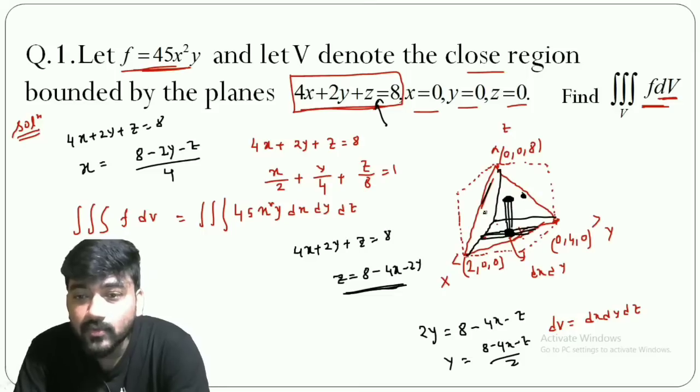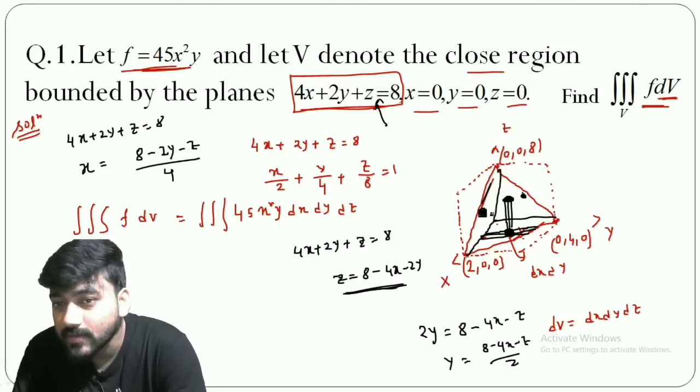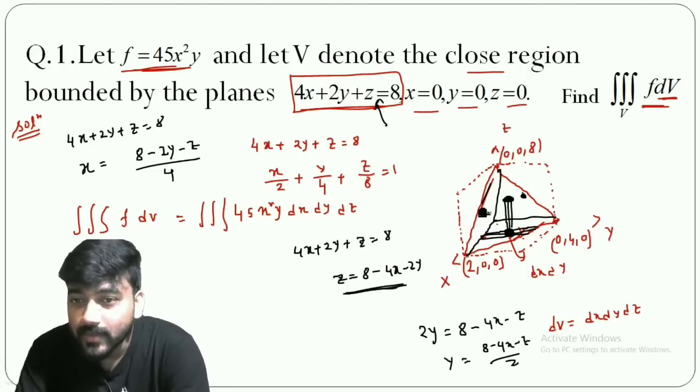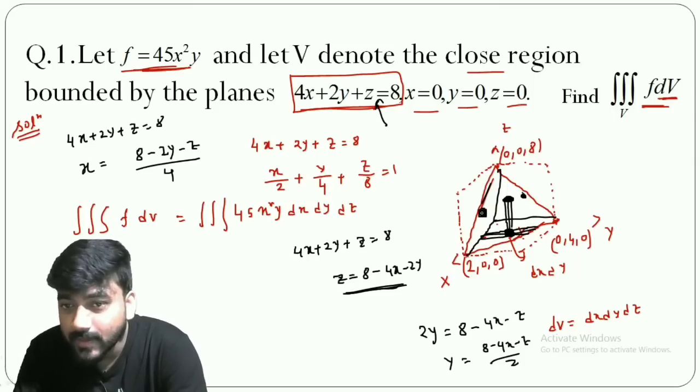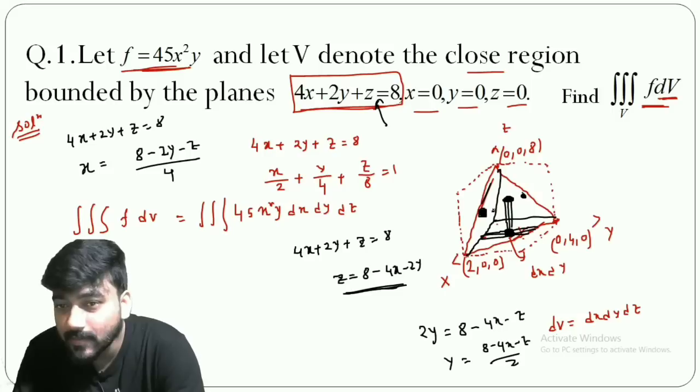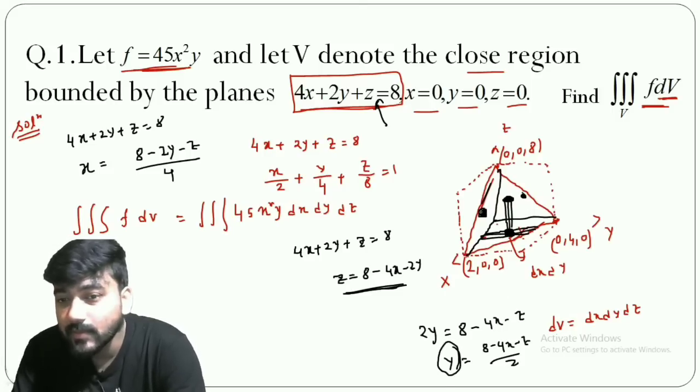So in that case, you have to take the xz plane first. Then what do you have to do? You have to move from this plane to this surface. Whenever you move from the xz plane to this surface, you have to move along the y direction. So you need the limit of y from 0 to this.